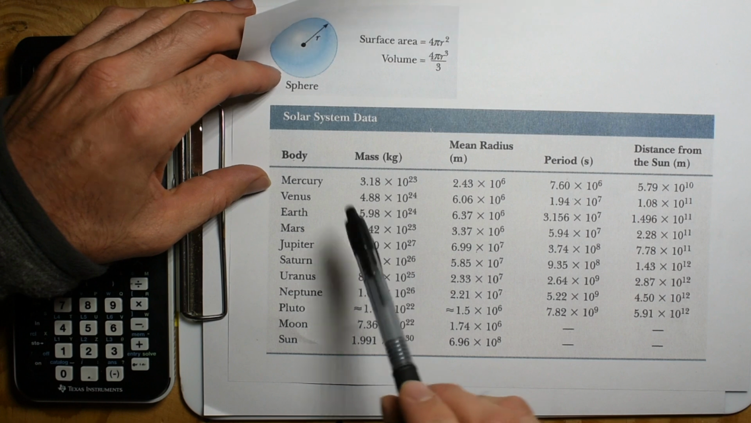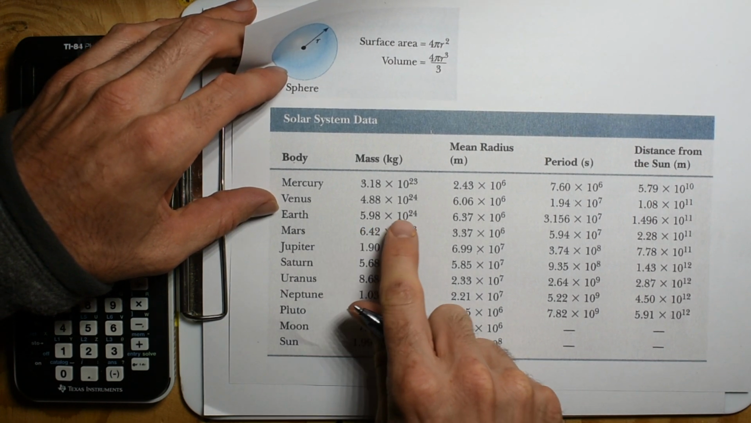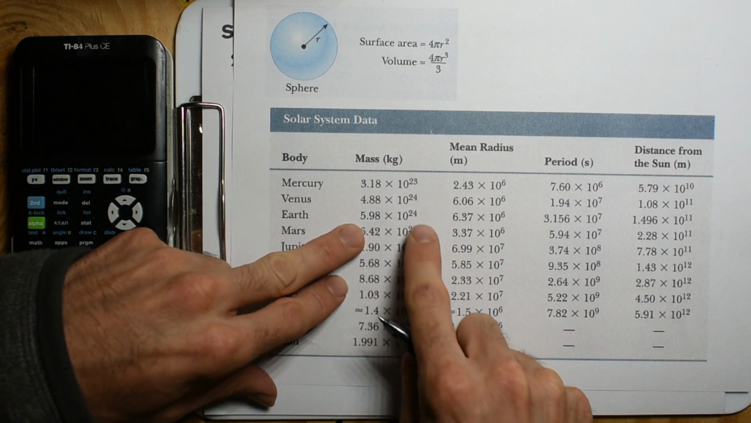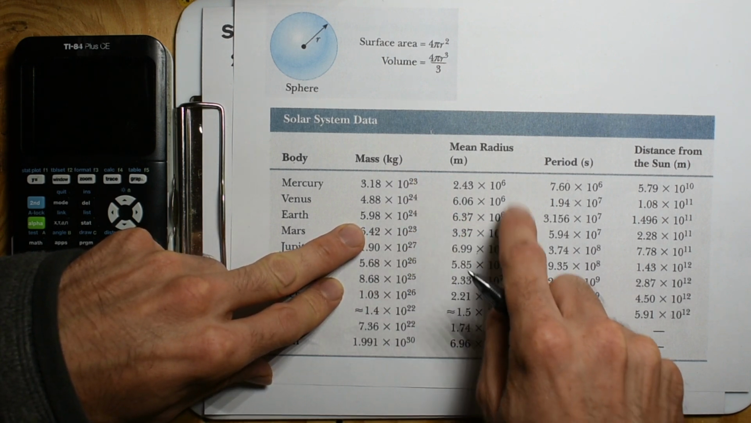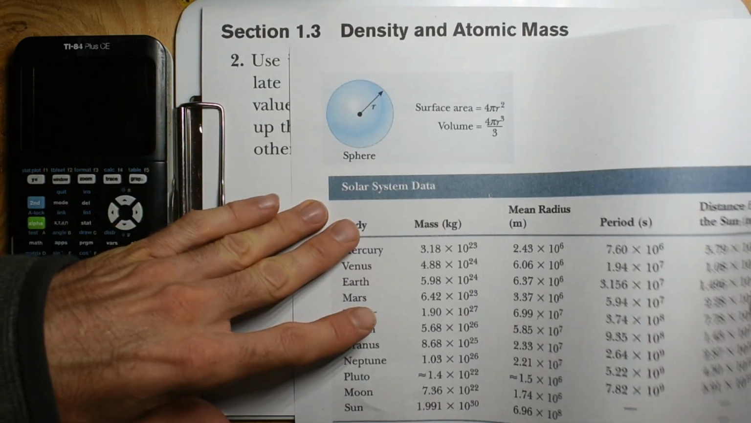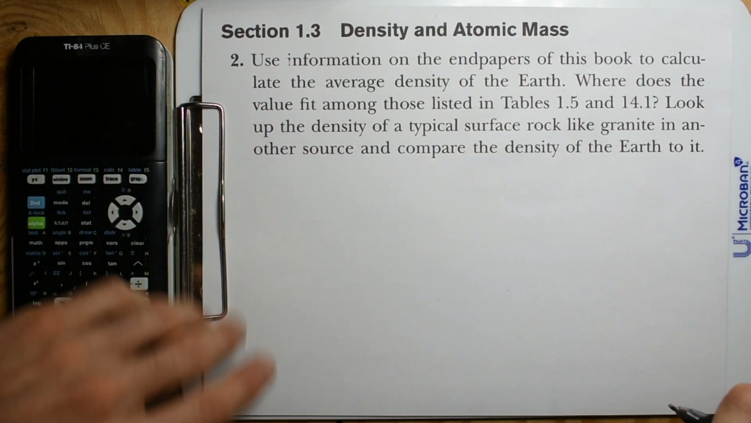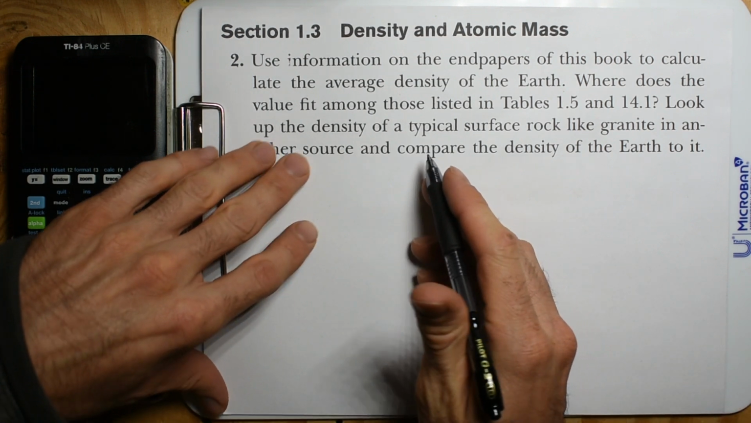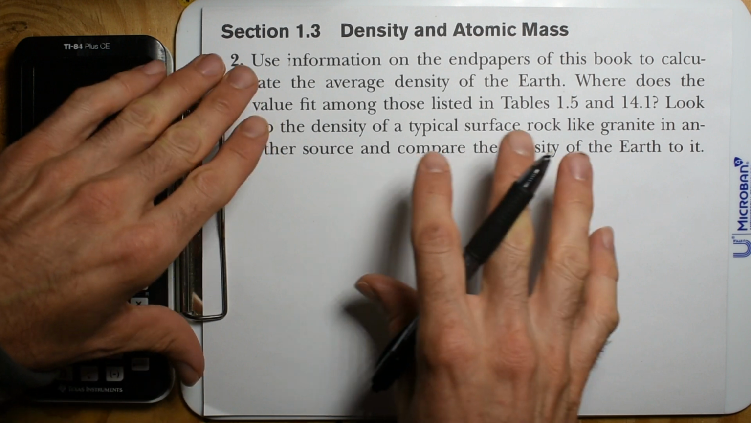So if the end papers say, hey, the Earth has a mass of basically 6 times 10 to the 24 kilograms, and it has a radius of 6 times 10 to the 6 meters. And then we'll get into that in a second. There's a lot of different ways I want to go about this problem. The first is what I call the units are the equation.